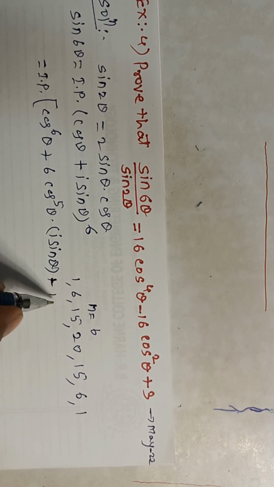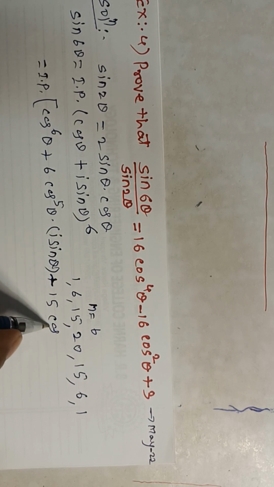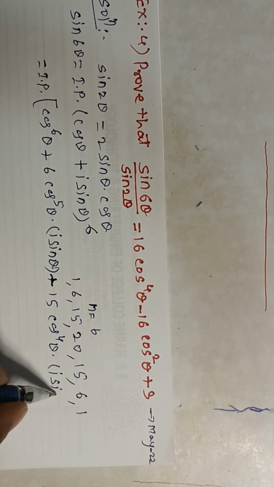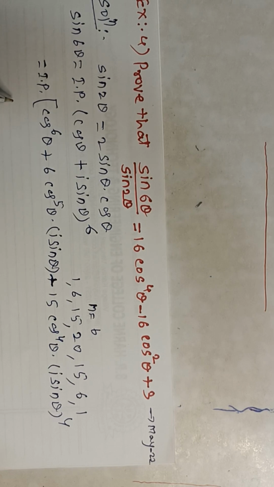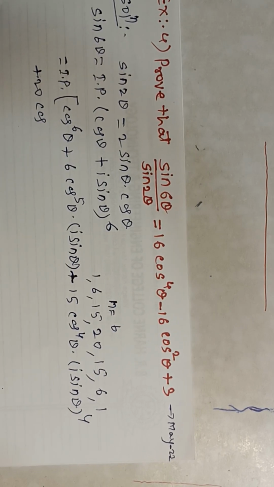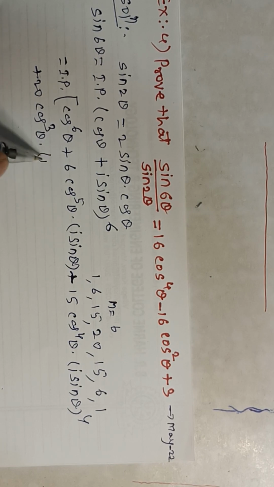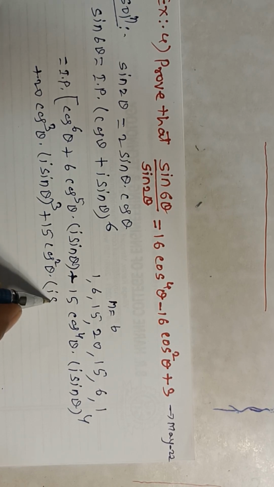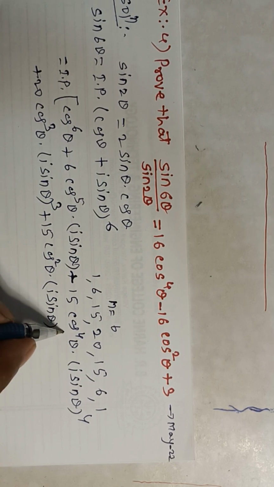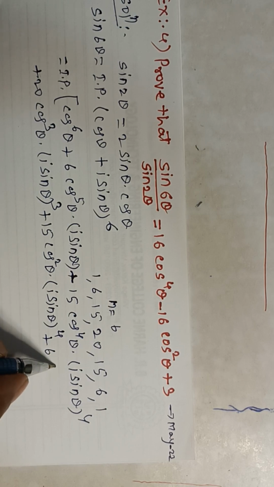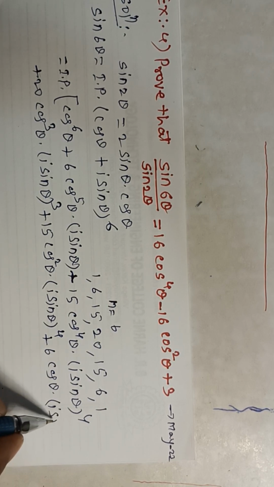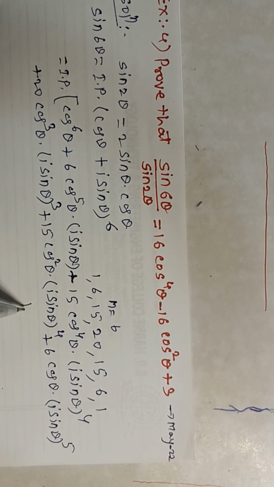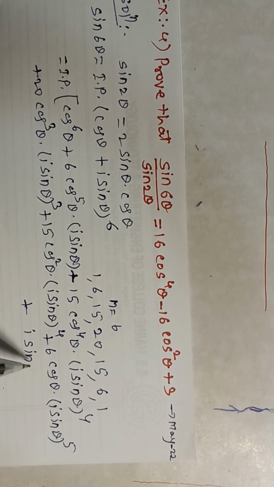So plus 15 times 4th power of cos theta into i sin theta to the power 2, plus 20 cos cube theta into i sin theta to the power 3, plus 15 times cos square theta into i sin theta to the power 4, plus 6 times cos theta into i sin theta to the power 5, and the last term i sin theta to the power 6.